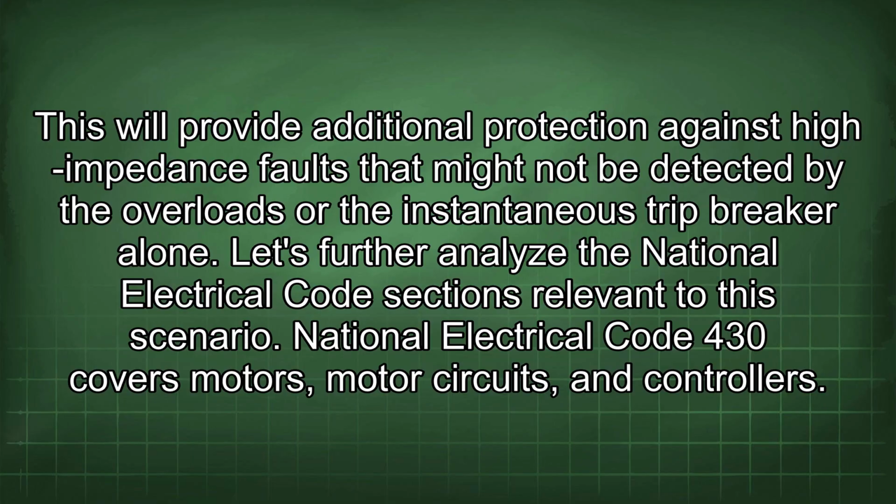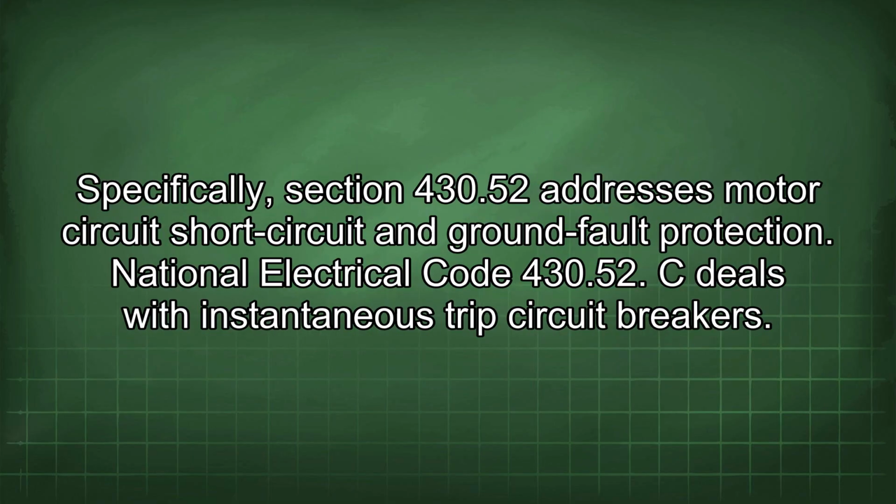National Electrical Code 430 covers motors, motor circuits, and controllers. Specifically, Section 430.52 addresses motor circuit short circuit and ground fault protection. National Electrical Code 430.52 C deals with instantaneous trip circuit breakers.